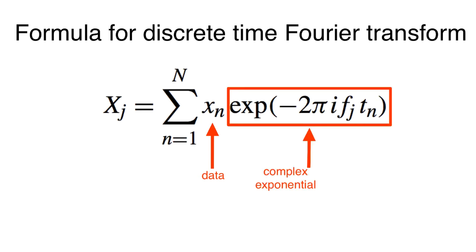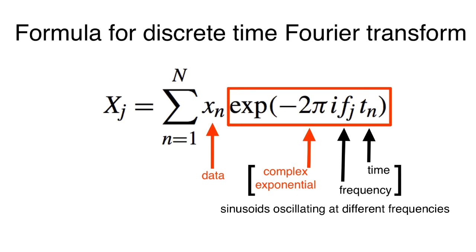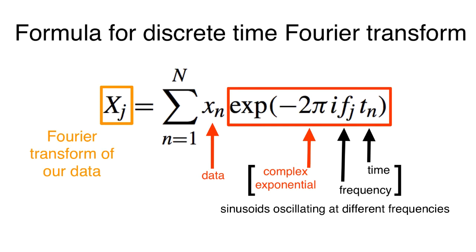This complex exponential is a function of two variables, the discrete frequency f sub j, and the time axis t sub n. Let's not get into the details of these two variables here. We'll do that throughout the rest of the module. To provide some intuition, let's simply state that this expression takes our data, x sub n, and multiplies it by sinusoids oscillating at different frequencies. The result is a new quantity, x sub j, our signal as a function of frequency f sub j rather than time, t sub n. This is the Fourier transform of our data.